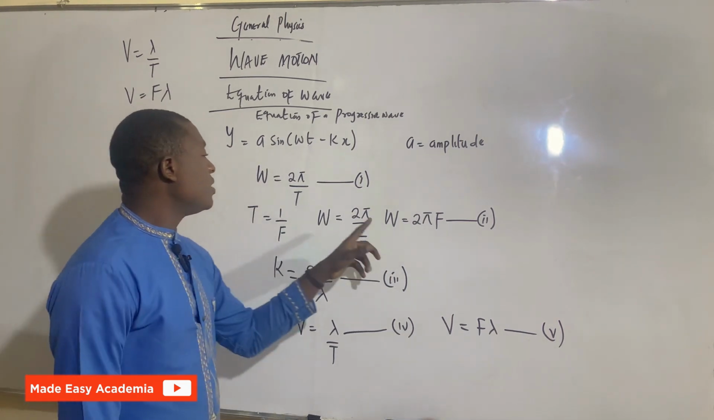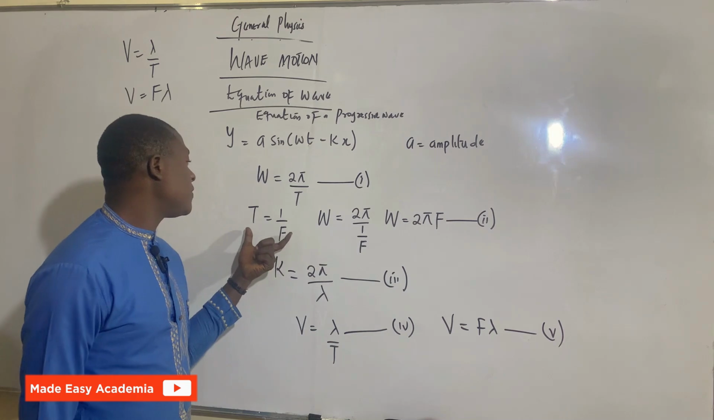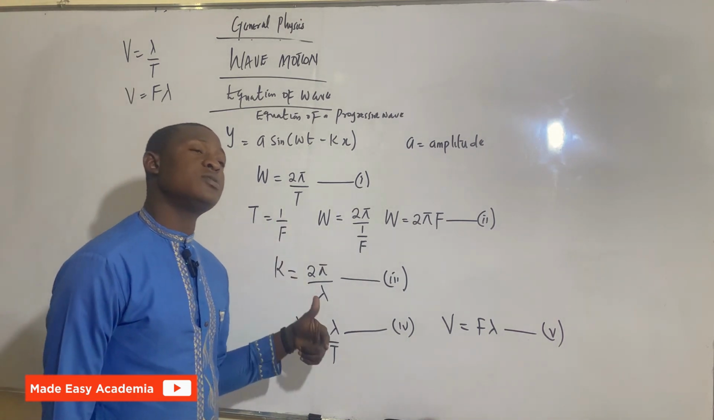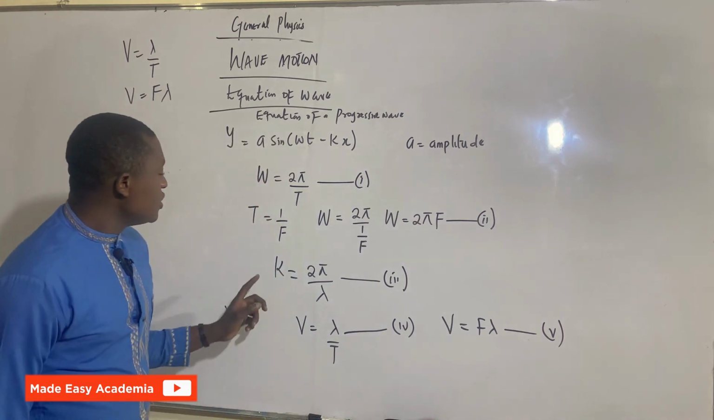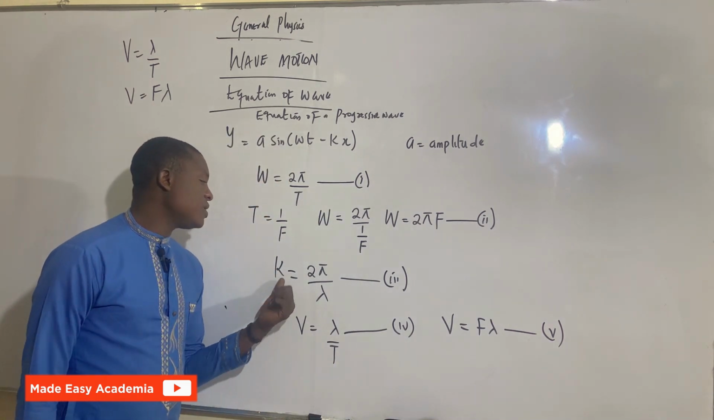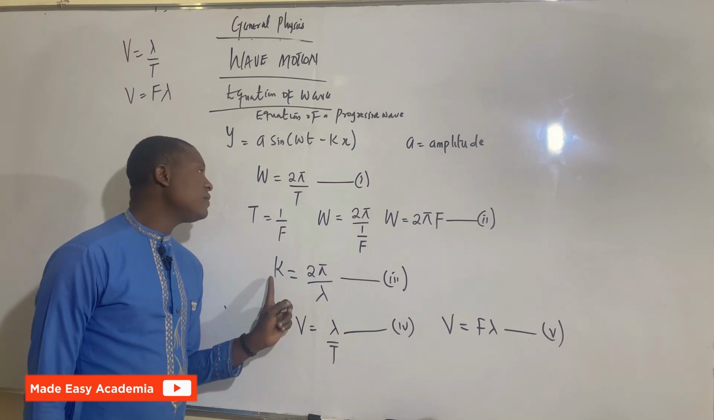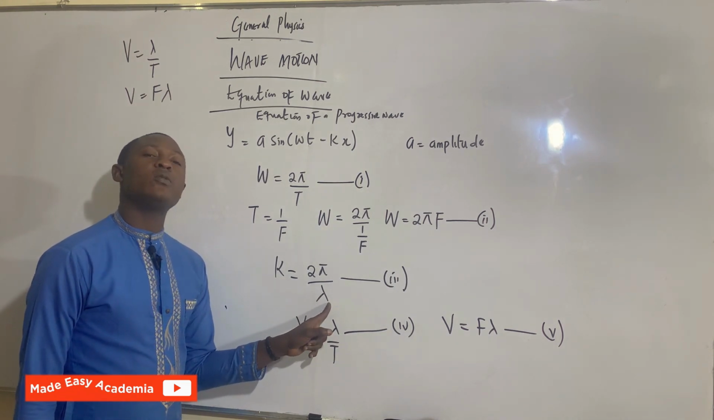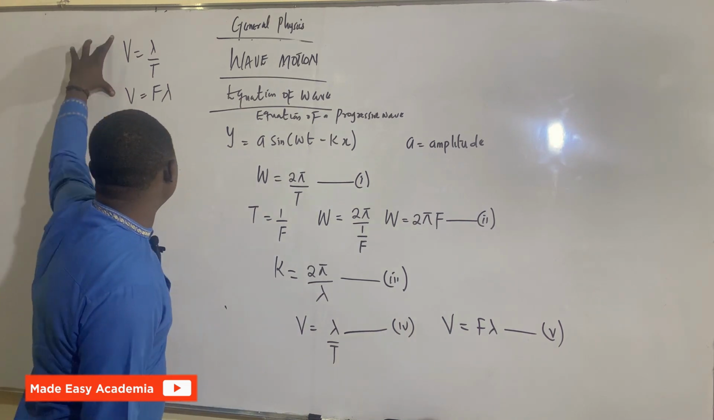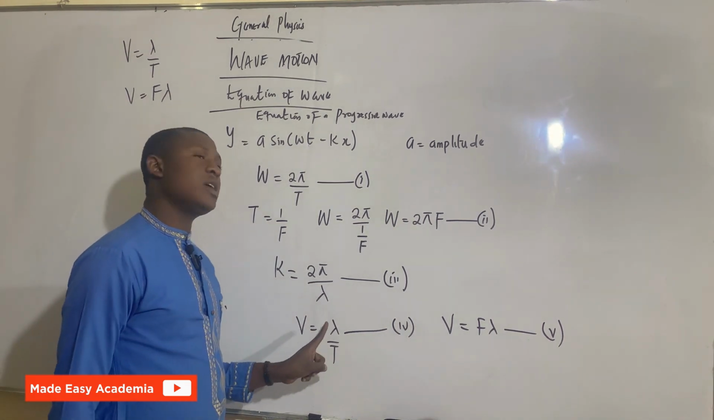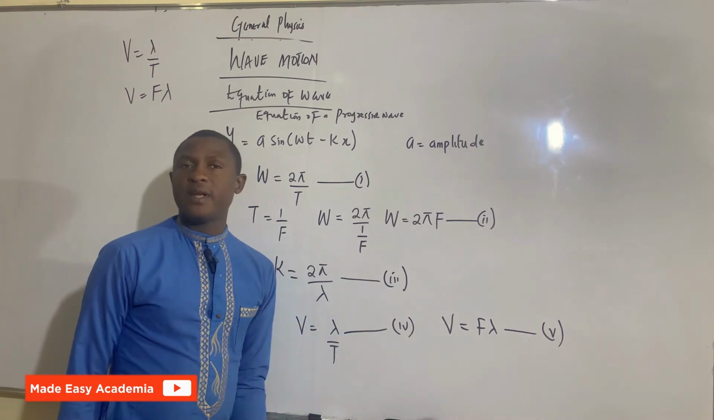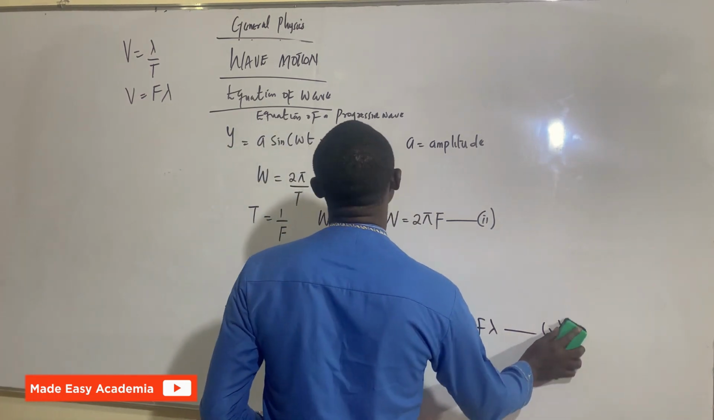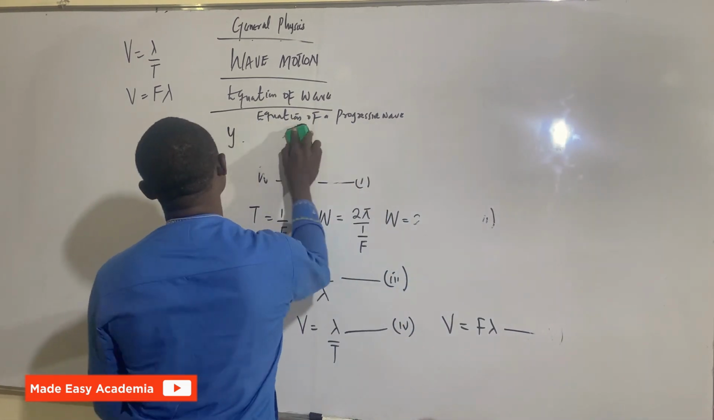Then we said omega can be 2 pi f, or we can use from here that we know that period is equal to 1 over f, or frequency is also equal to 1 over time. And from k, which is the wave number, we have k is equal to 2 pi over lambda. That is, if we are solving a problem and the value of k is known, then we can find the value of our wavelength. Then from the two formulas we have here, we said wave speed can either be lambda over T or f lambda. So those are the formulas that you need under the equation of a wave. So let's see some examples and see how we are going to apply them.